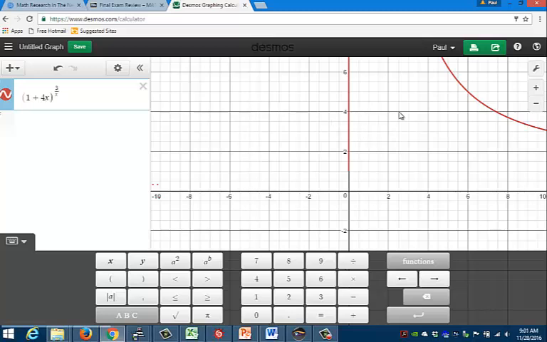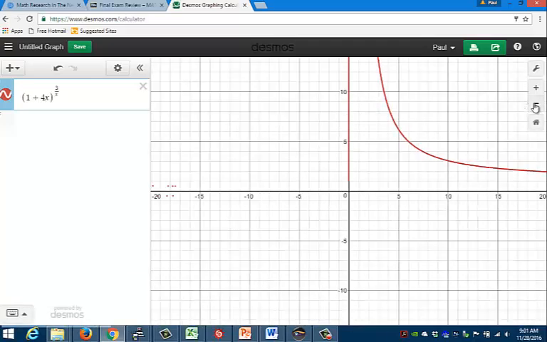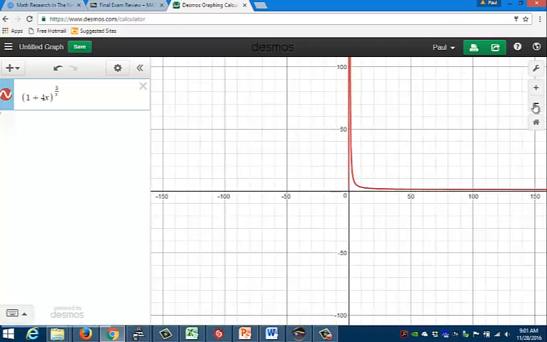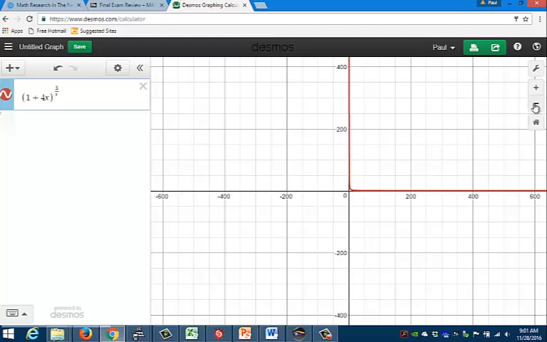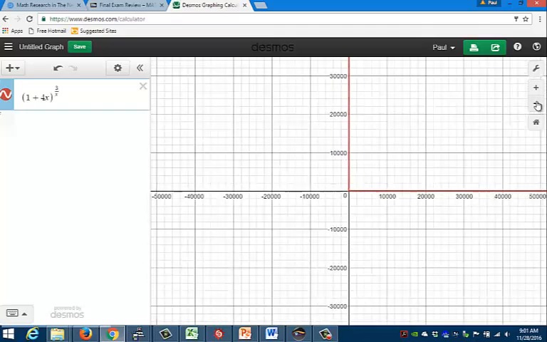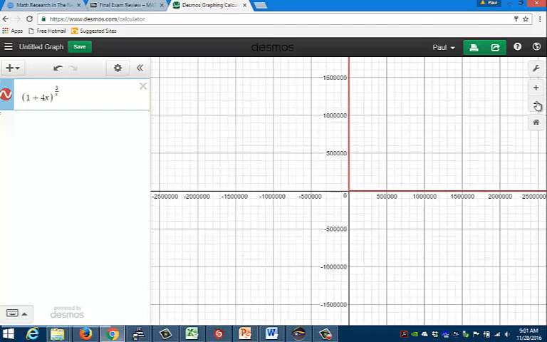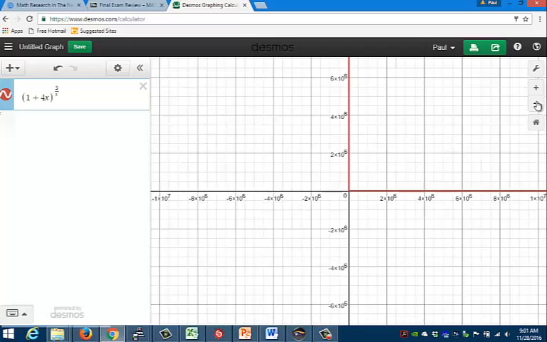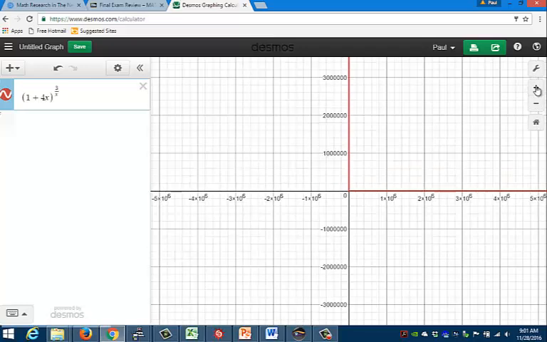Zoom out a lot. Well, at least it knows it's really tall. We got to get to 162,000. Can it do that? No, it just like blew up. Because 162,000, it should cross the x-axis right around here.